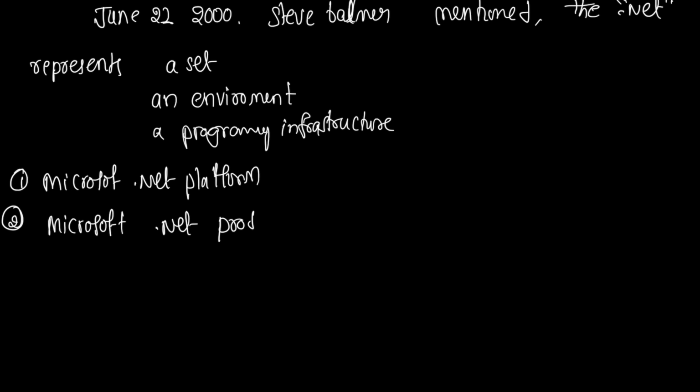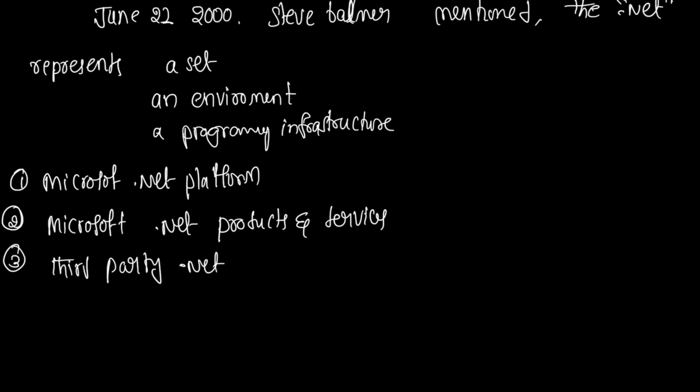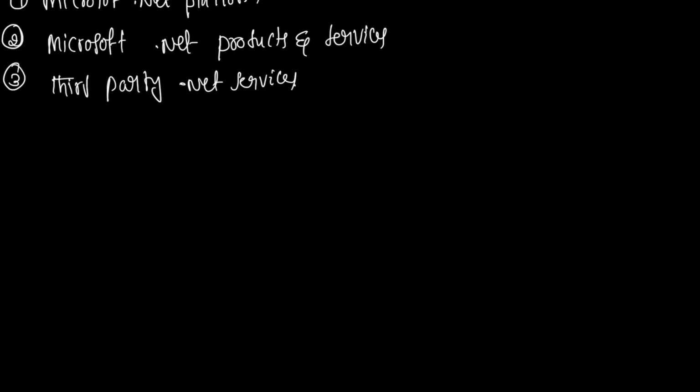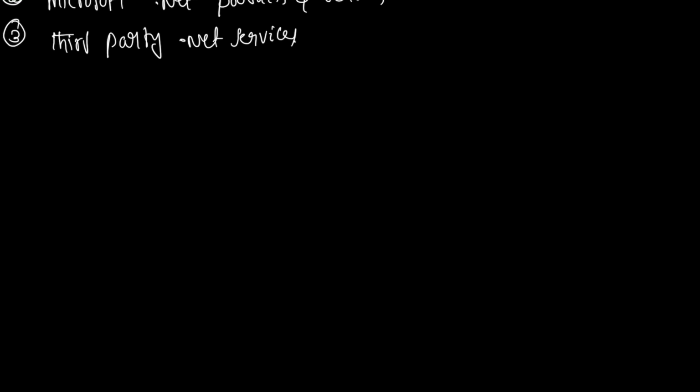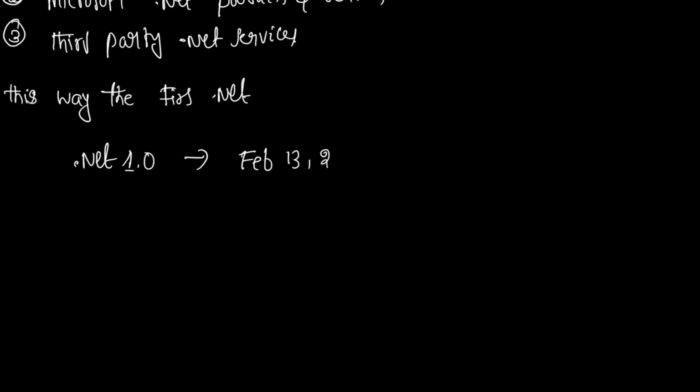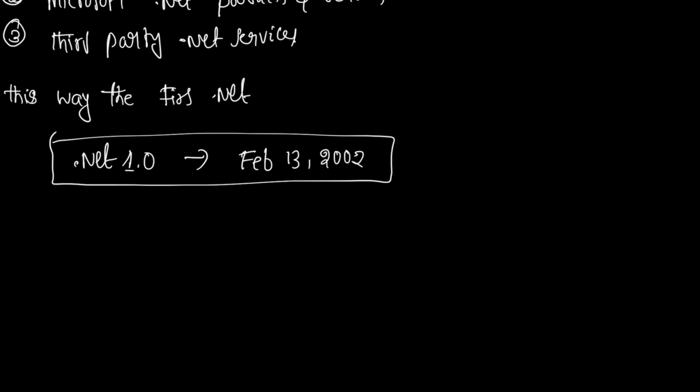Initially we had three products: the Microsoft .NET platform, Microsoft .NET products and services, and the third party .NET services. We don't need to go deep into these things. That is how the first .NET applications were formed. But .NET 1.0 was released on February 13, 2002, a year and a half after it was announced.